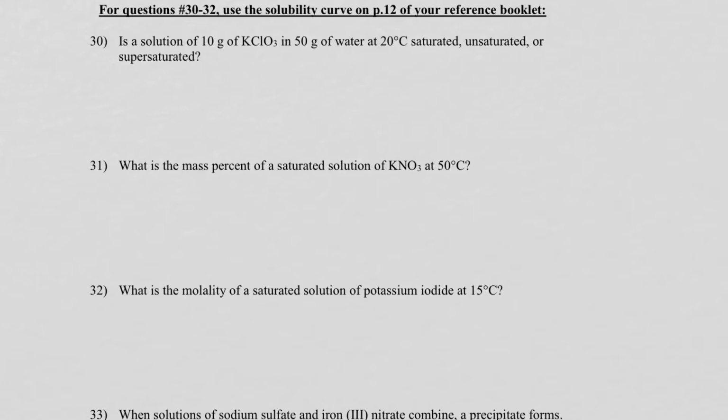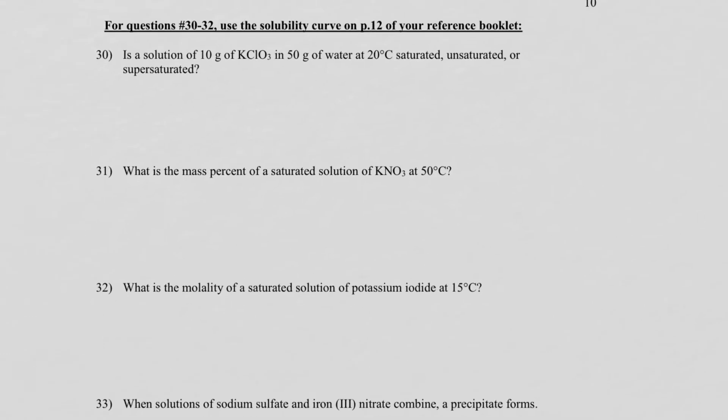It says, is a solution of 10 grams of potassium chlorate, 10 grams KClO3, in 50 grams of water a saturated, unsaturated, or supersaturated solution? Well, when you look at your solubility curve, you'll find out that it's set up for 100 grams of water. So in order to determine how many grams would be in 100 grams, you set up your proportion. Now, again, this is a pretty easy one, and I'm sure we all can see that 50 to 100 is a factor of 2. So what's going to go up here is 20.